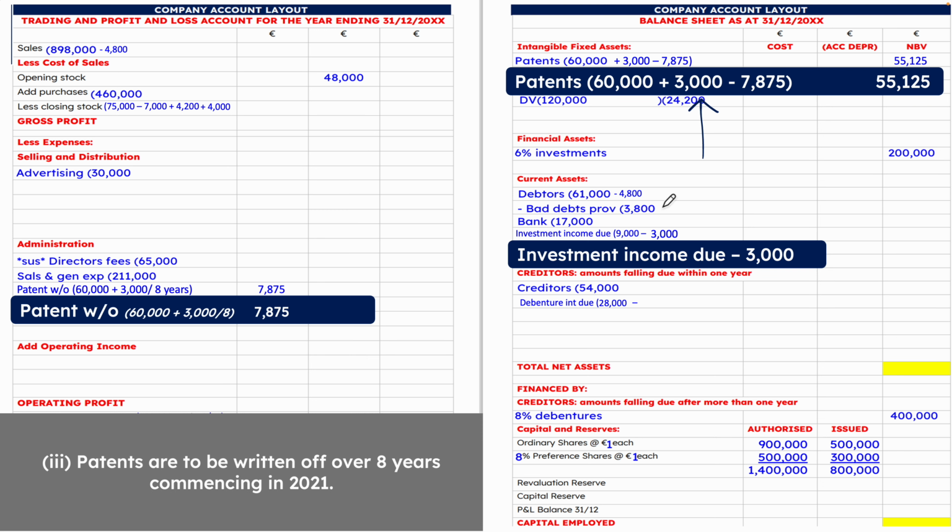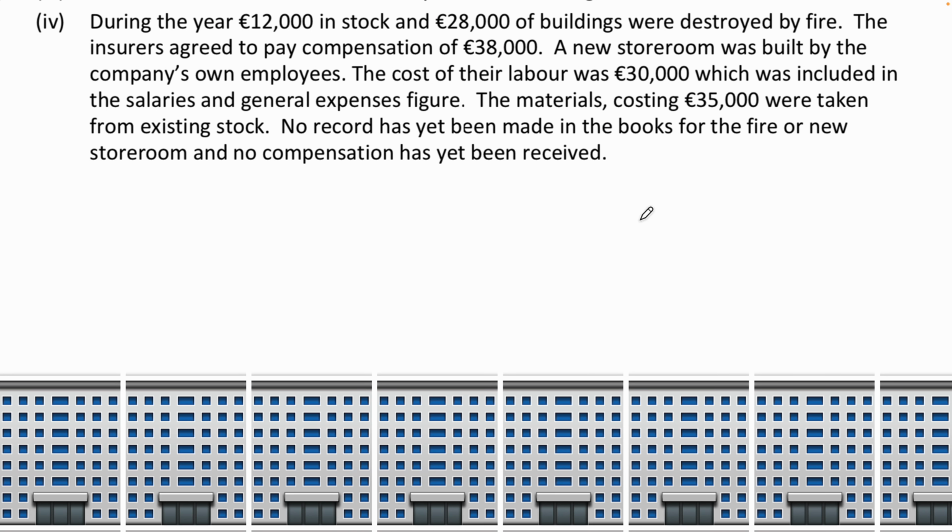Then we cannot forget that we actually received this 3,000 investment income. So what we would do is, in our investment income due, we would take away 3,000 from the 9,000 investment income for the year. So that is adjustment number 3 done. Okay, adjustment number 4 then.